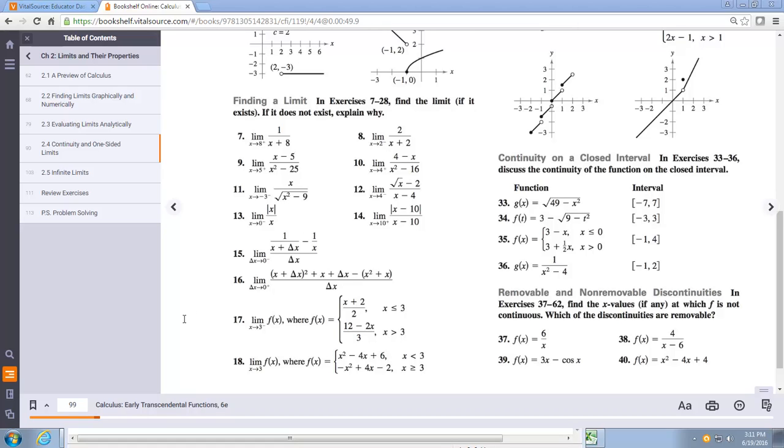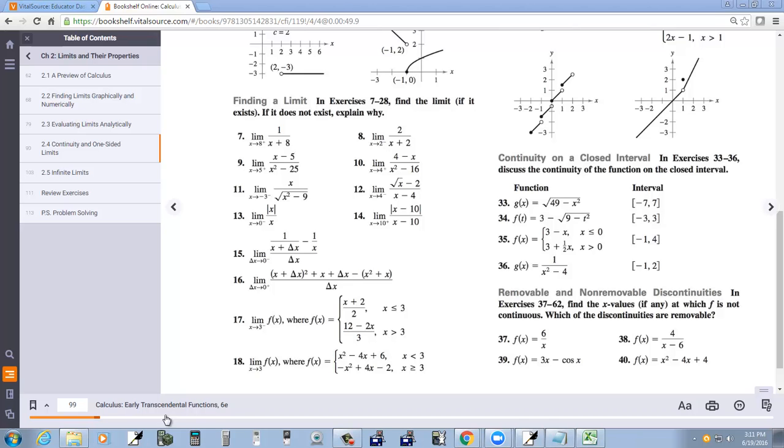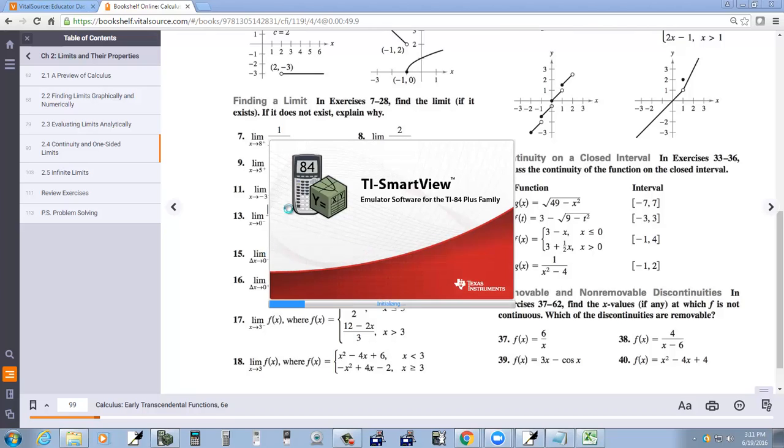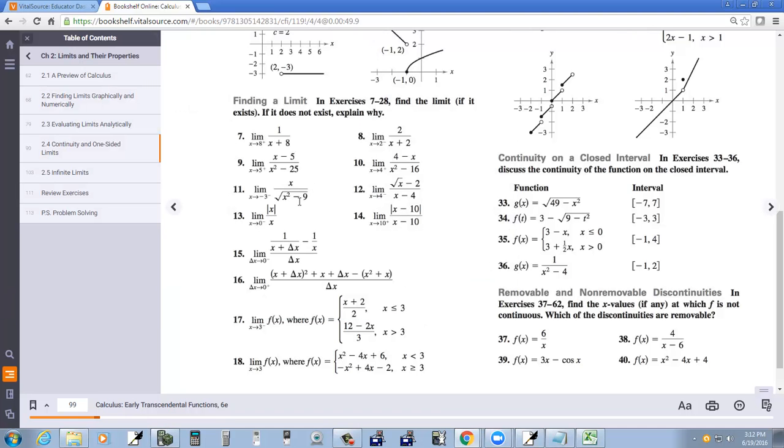Let's take a look at number 11. And I'm going to plug in my calculator. Now the reason I'm plugging in my calculator, I can't do direct substitution. It does not factor cancel. It's not really the conjugate method.